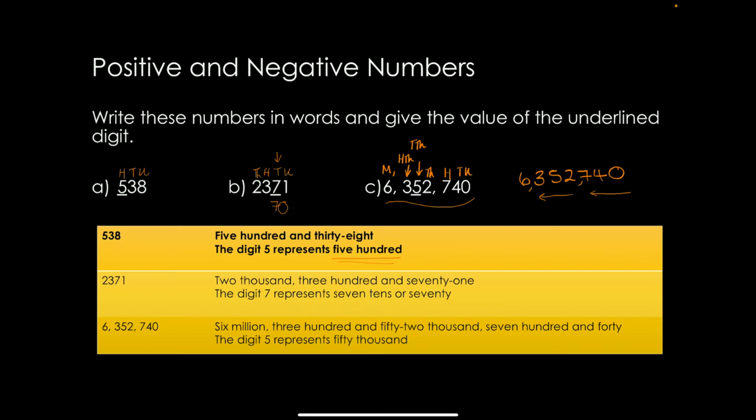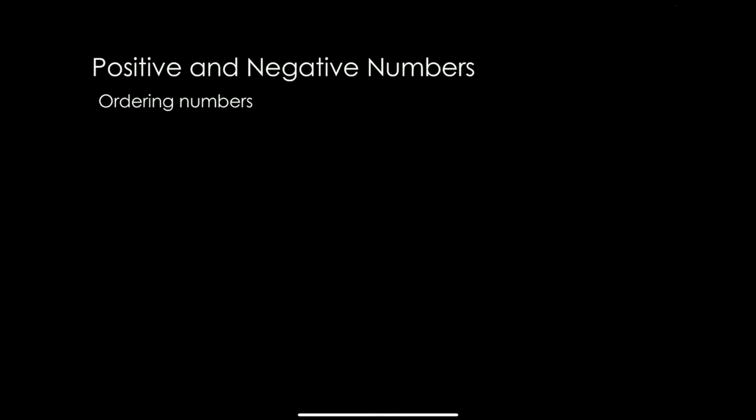And I have 6,352,740. Okay. So your 5 here actually represents 5 lots of 10,000, okay, which is 50,000. 5 lots of 10,000 equals 50,000. So that's what it would be on its own. That's what that 5 represents. Okay, so I hope you did well on those. All right, let's move on.